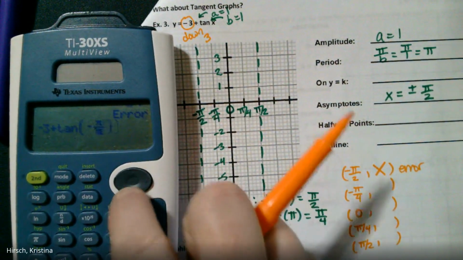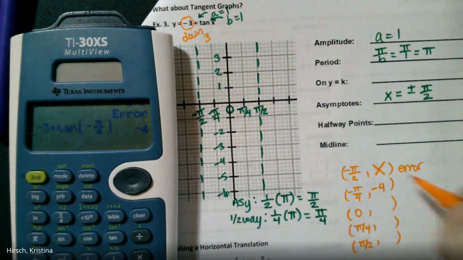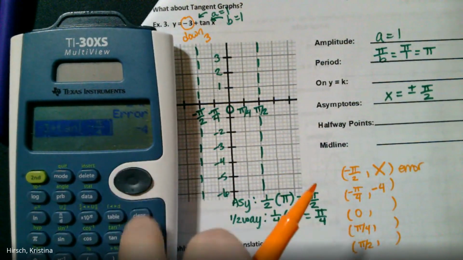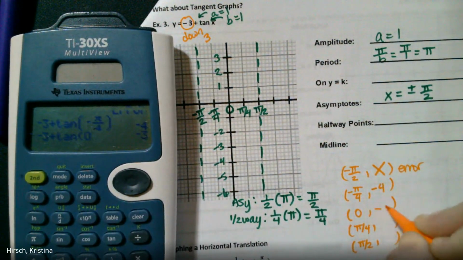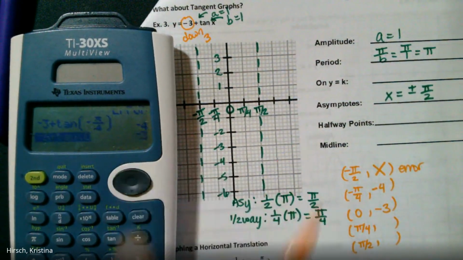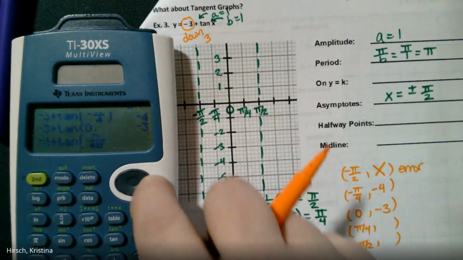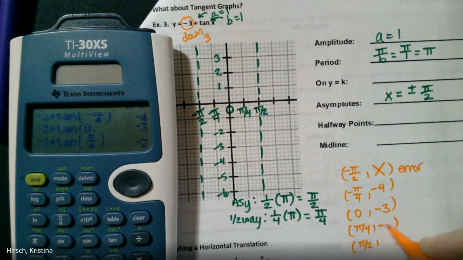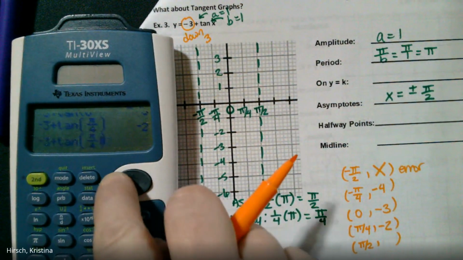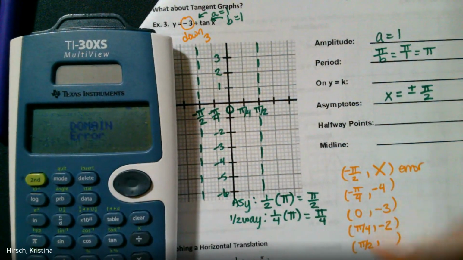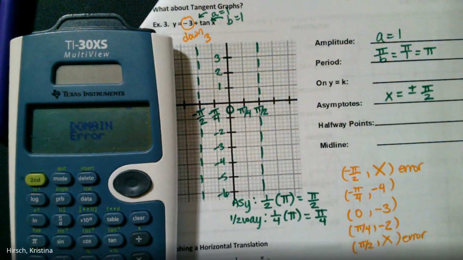Now I'm going to do it again with negative pi over 4, and I got -4. We'll plot that in a little bit. I'm going to do it again with 0, and I got -3. I'm going to do it again with positive pi over 4, and I got -2. Then do it again with pi over 2. I'm going to get an error, but I'm going to show you anyways. I'm getting an error because, of course, it is an asymptote.